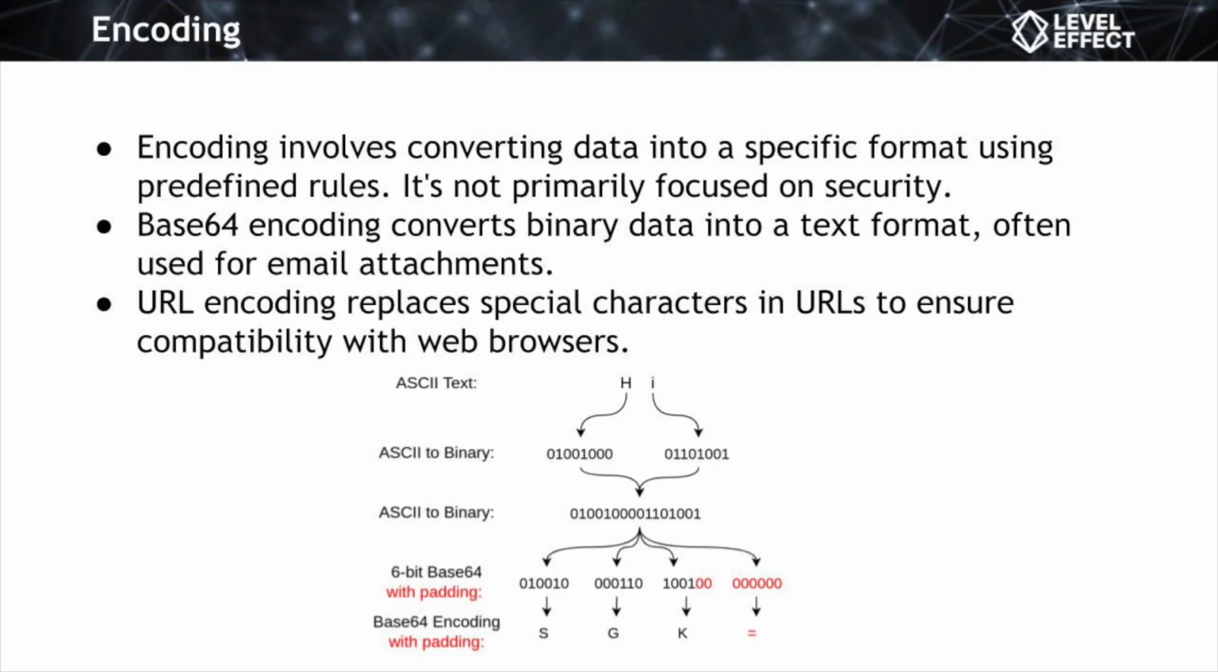So let's dive in a little bit deeper with some of these concepts. Encoding refers to the process of transforming data from one format into another, and typically this is using a set of predefined rules. Now, unlike cryptography, which focuses on security, encoding primarily serves the purpose of representing data in a more suitable form for specific applications or systems. So while encoding does change the representation of data, it doesn't necessarily ensure confidentiality or protection against unauthorized access.